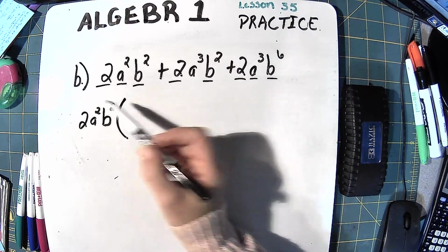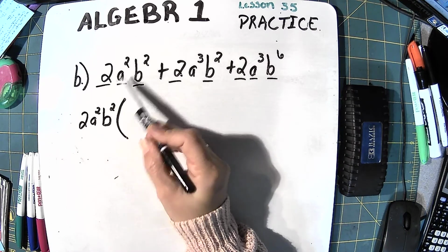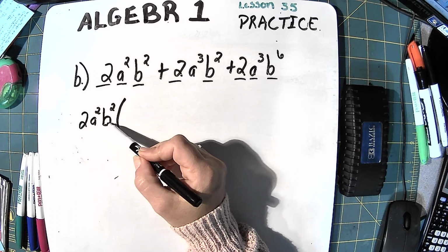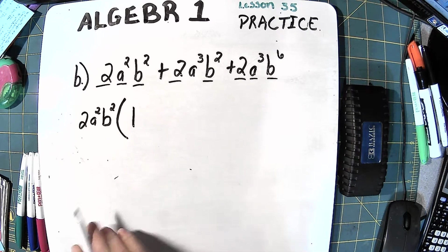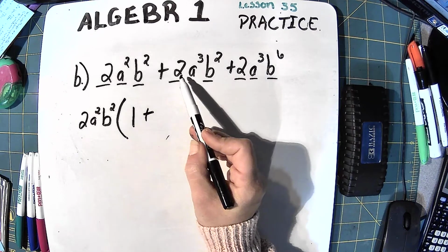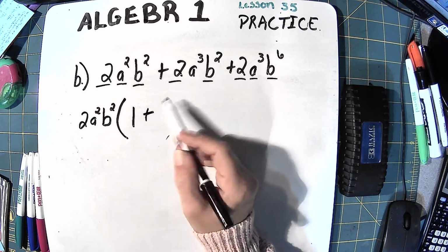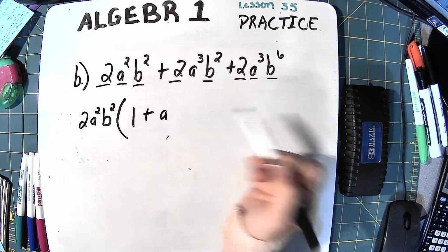Now I'm going to see what's left. 2 divided by 2 will be 1. A squared divided by a squared will be 1, and the b's would all be just 1, because all this is exactly the same as that. Alright, and then my 2's don't have anything left. A to the 3rd, I do have 1a left, don't have any b's left.